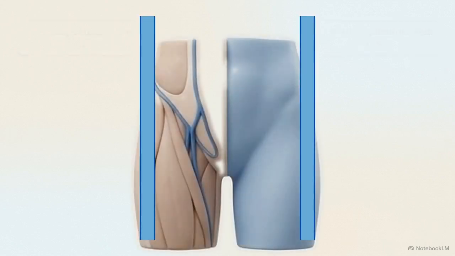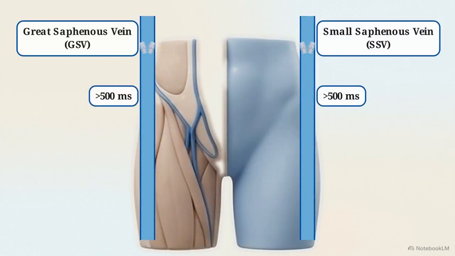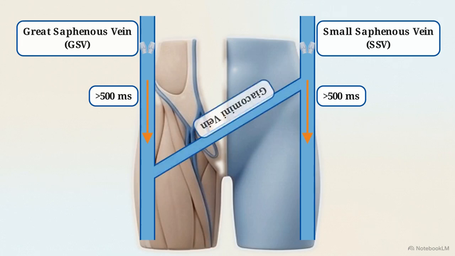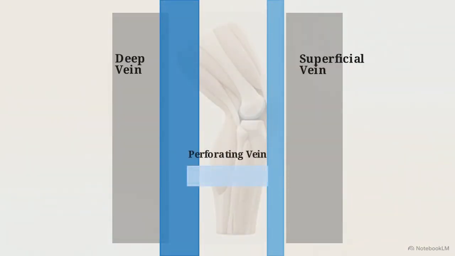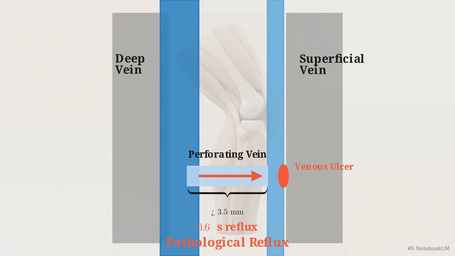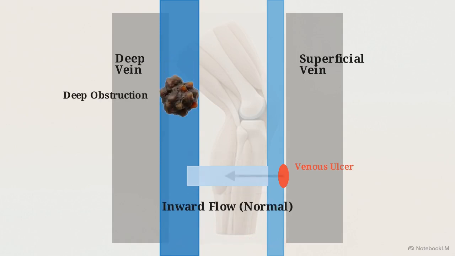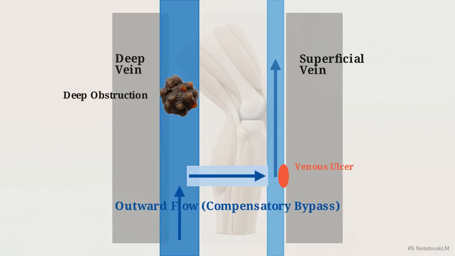In the superficial system, the primary truncal reflux thresholds are greater than 500 milliseconds for both the great and small saphenous veins. Map the accessory veins, especially the Giacometti vein, because it readily transmits reflux between the GSV and SSV networks. This diagram shows perforating veins acting as doors between the deep and superficial systems. A pathological perforator is at least 3.5 millimeters in diameter with a half second of reflux beneath an ulcer. Monitoring its flow direction, inward versus outward, proves whether the superficial flow is acting as a compensatory bypass.